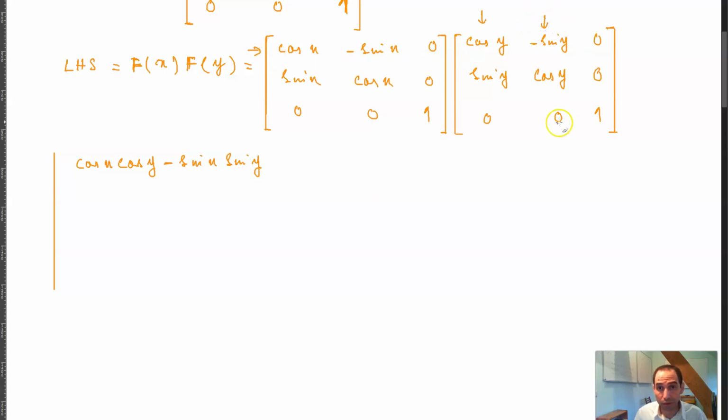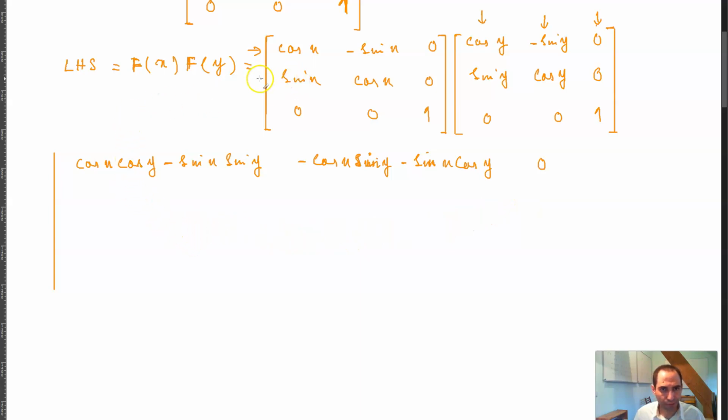Then the same row, this column gives you negative cos x sine y, and negative sine x cos y, and then you have a 0 over here, which is just a 0. The same thing over here: the same row, this column gives you basically 0, 0, and 0. That's just a 0.